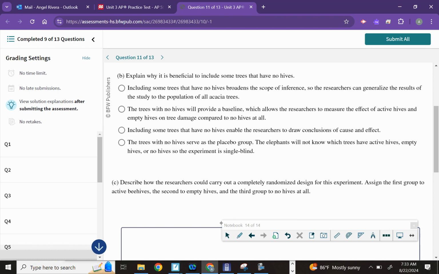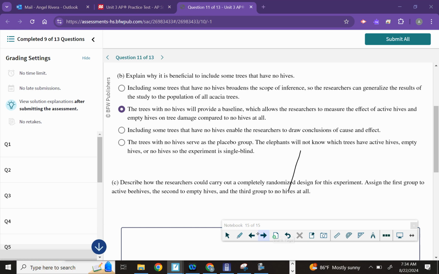Explain why it is beneficial to include some trees that have no hives. So including, I'm automatically thinking like that's a control group. So including some trees that have no hives broadens the scope of inference. No, it doesn't. Inference comes from how the experiment was designed. The trees with no hives provide a baseline. There it is. Your control group provides a baseline, which allows researchers to measure the effect of active hives and empty hives and compare. It's not a placebo group. A placebo group is not a thing. Having no hives in a tree is not a placebo. It's just a no treatment.